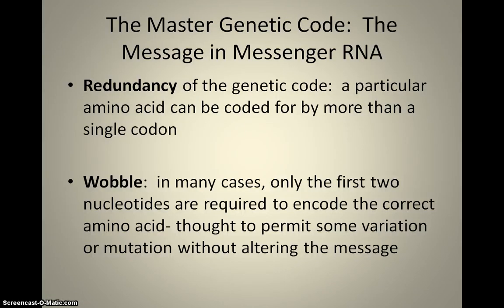All right, another thing that we can notice is this idea of redundancy. So there's redundancy in the genetic code where a particular amino acid can be coded by more than one single codon. And in many cases, the first two nucleotides are what are required to determine what the amino acid is, and the third one doesn't really matter. And so this is the idea of wobble, almost like the message could be wobbling on the docking station, and we might still get the correct amino acid.